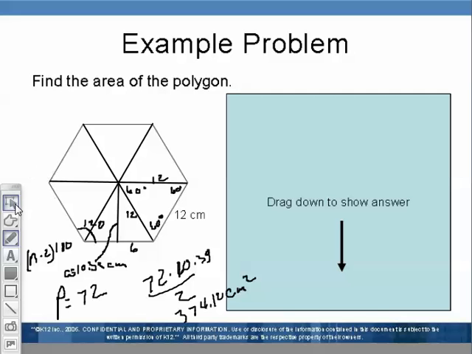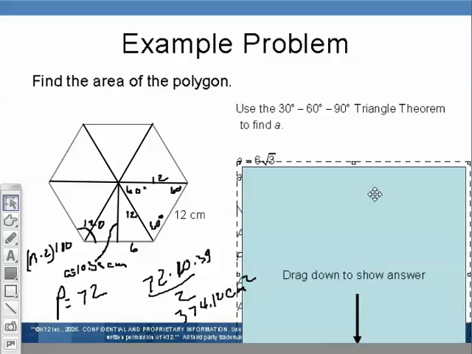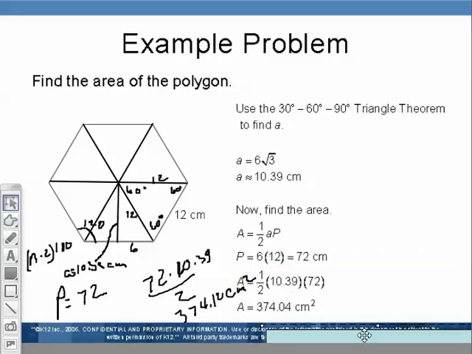I mean, with hexagons, it's really kind of simple because we can use some of the things that we've learned about other triangles in the past and work that out. This is something we're going to get to a little later on. Okay? Cool. Okay.